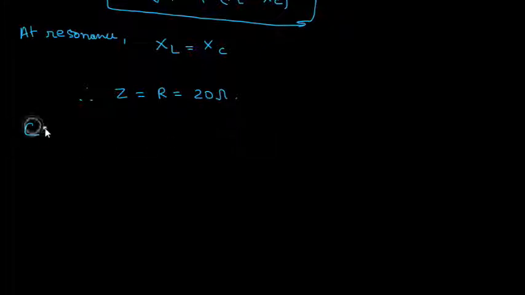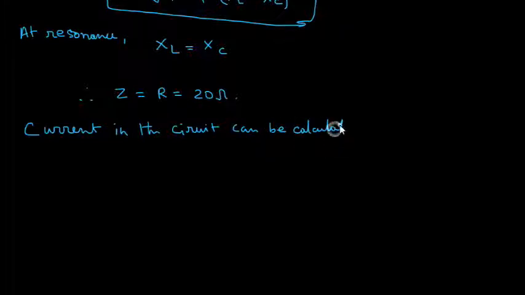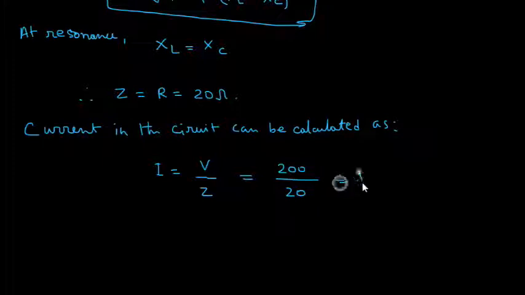Now the current in the circuit can be calculated as I is equal to V by Z, which is equal to 200, the value of V, by 20, the value of Z, which is equal to 10 ampere.